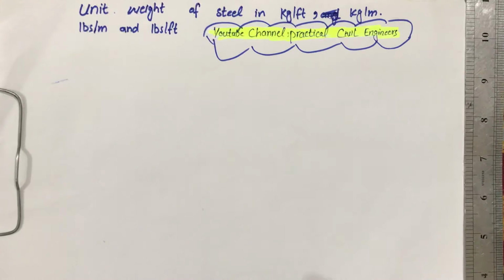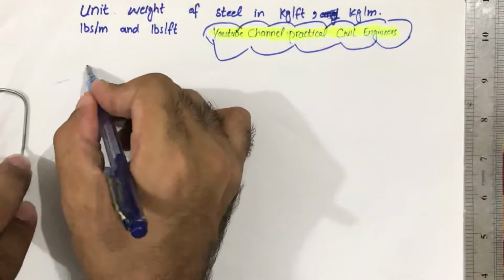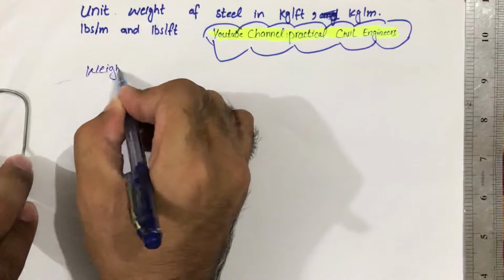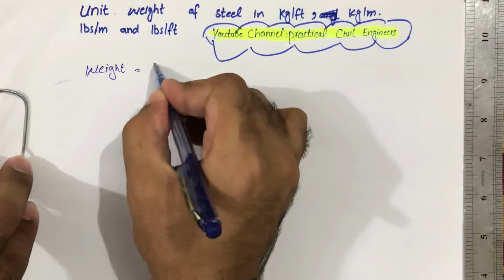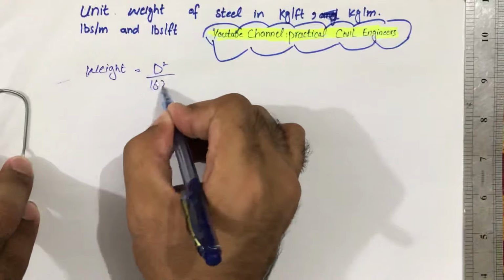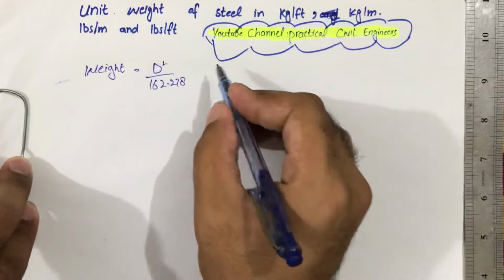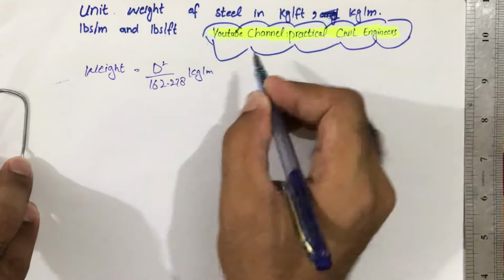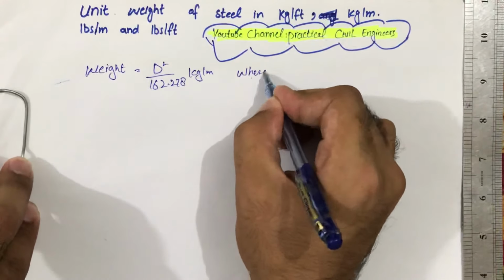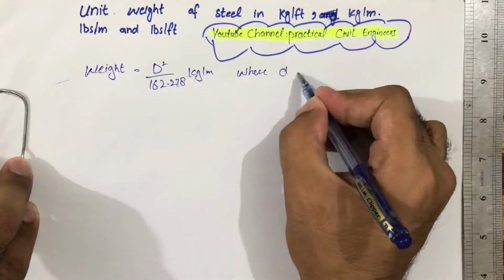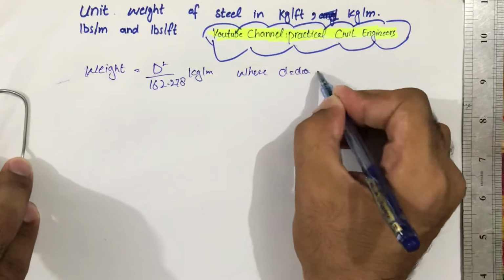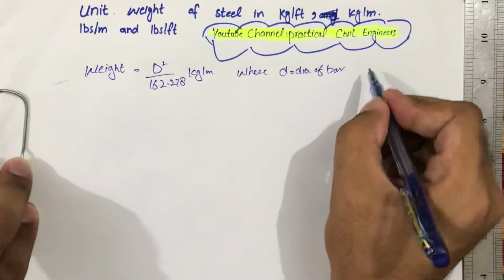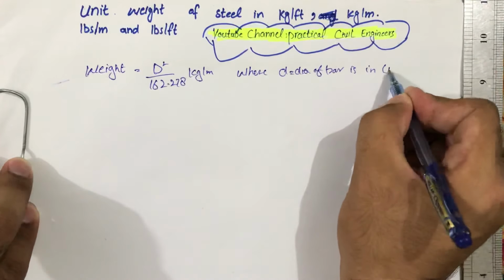So today our new topic is how to find the unit weight of steel in kg per feet, kg per meter, lbs per meter, lbs per feet. So as we know that weight is equal to d square divided by 162.278 kg per meter, where d is the diameter of the bar in mm.